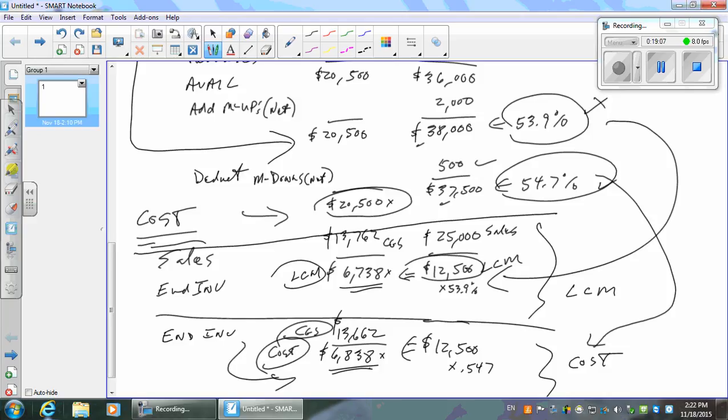Obviously, if you lower the inventory by making it lower of cost or market, you are going to increase your cost of goods sold. Isn't that true? If I reduce the inventory with lower of cost or market, what happens? I'm going to have more cost of goods sold, right? It's available, it's the same either way. You guys good?